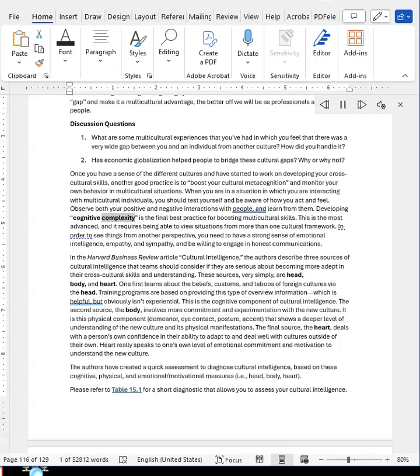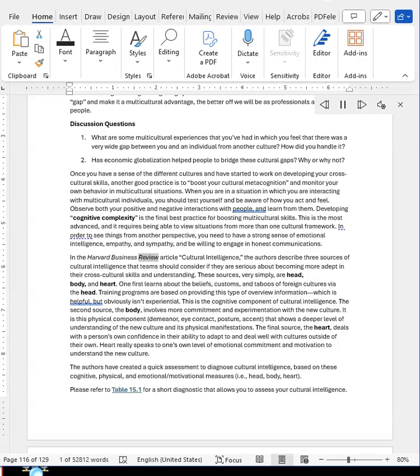Developing cognitive complexity is the final best practice for boosting multicultural skills. This is the most advanced, and it requires being able to view situations from more than one cultural framework. In order to see things from another perspective, you need to have a strong sense of emotional intelligence, empathy, and sympathy, and be willing to engage in honest communications.